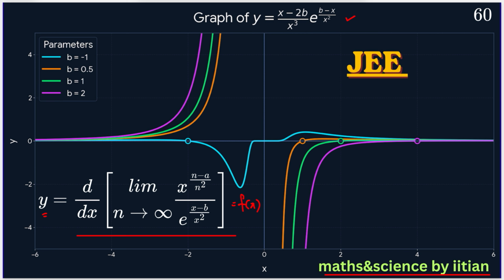I have promised that I will draw a plot of it. That answer is (x minus 2b) by x cube into e to the power of (b minus x) by x square. This is the answer. And let us equate it to function x. Let us say it is y or function x, and this is the y axis and this is the x axis, and let us try to draw it.